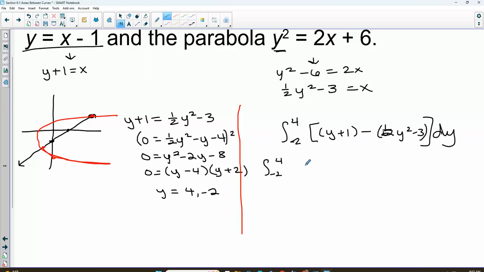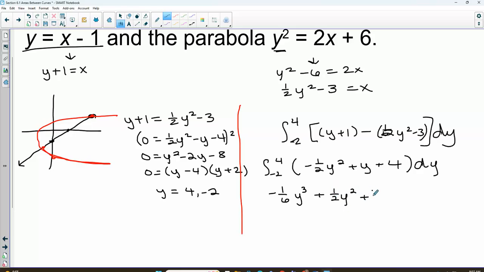And you're welcome to clean up if you want. So it'll be 1 half y squared plus y plus 4. So if I add 1 to my power, that's y cubed, so I need a 1/3 in front, times my -1/2 is -1/6. Antiderivative of y would be 1 half y squared. Antiderivative of 4 would be a 4y.